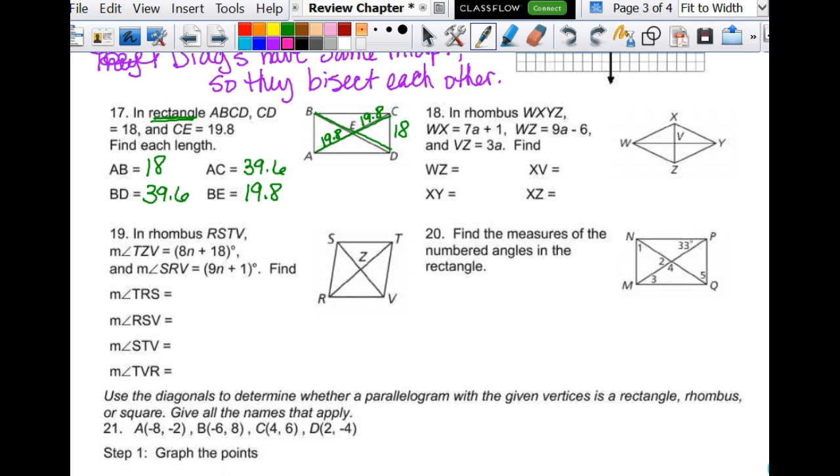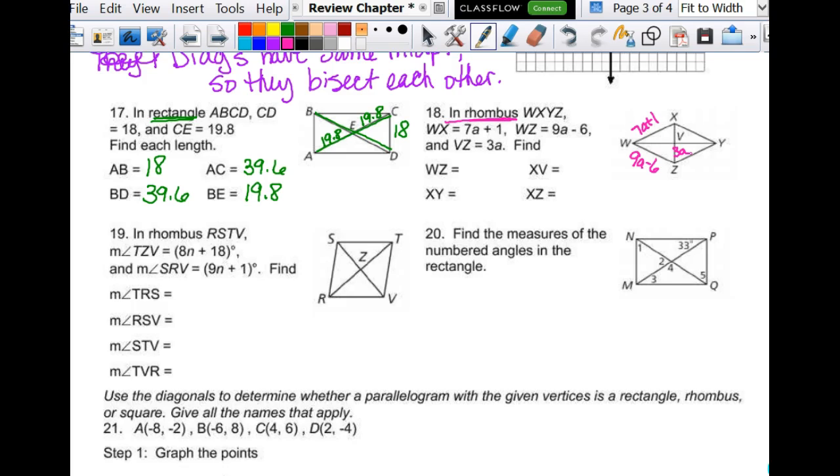18. So this is telling me it's a rhombus. Okay. So WX is 7A plus 1. WZ is 9A minus 6. VZ is 3A. And I want to find all this stuff here.